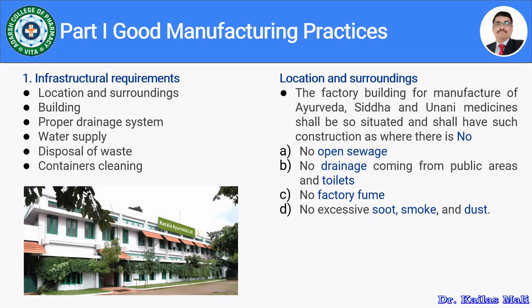The factory building for the manufacture of ASU medicines shall be so situated and shall have such a construction that there is no open sewage, no drainage coming from the public areas and the toilets, no factory fumes, and no excessive soot, smoke, and dust. So the location and surrounding should be free from open sewage, free from public drainages and toilets, free from factory fumes, and free from soot, smoke, and dust. Environmentally, it should be located in a good area. So this is about the location and the surroundings of the manufacturing unit under the infrastructural requirements.